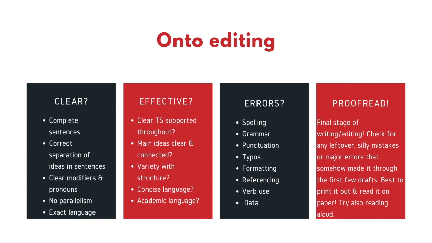Last but not least is proofreading. This is the final stage of your writing and editing. You check for any leftover silly mistakes or any major errors that sometimes made it through the first few rounds of the drafts. It is best to print your paper out and read it on hard paper. Also try reading it out loud so you can catch any mistakes that you may not have caught by reading it in your head.